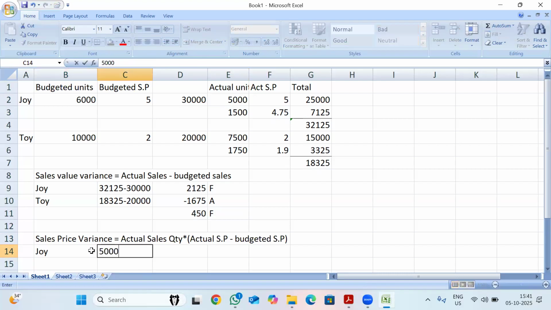That is for 5,000 units into. Here I'm splitting it in two because my selling price for the two slabs is different, right? So I want to calculate it as two slabs. For 5,000 units, the actual selling price is 5 and my budgeted selling price is also 5. So there is no variance at all. Here my variance is nil. But for the other 1,500 units, my actual selling price is 4.75, but my budgeted is 5. So here I have a variance of 0.25.